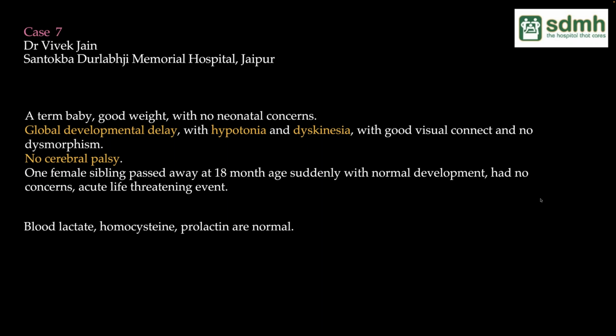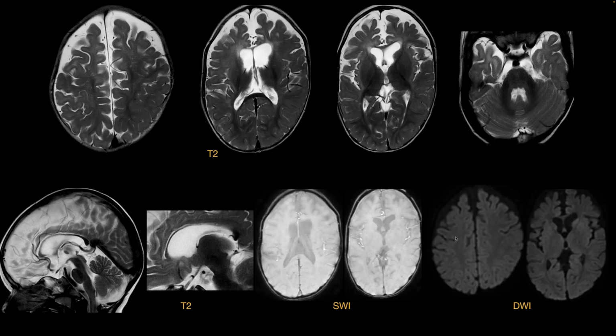For this child, he's always been affected, so he's delayed. At 9 months, he's performing like a 5-month-old baby. His basic bloods were normal. Lactate, homocysteine, prolactin I did as a poor man's neurotransmitter screen, because he was dyskinetic and hypotonic, thinking of tyrosine hydroxylase deficiency. And then we did this MRI. There were no neonatal issues, so birth history was normal.